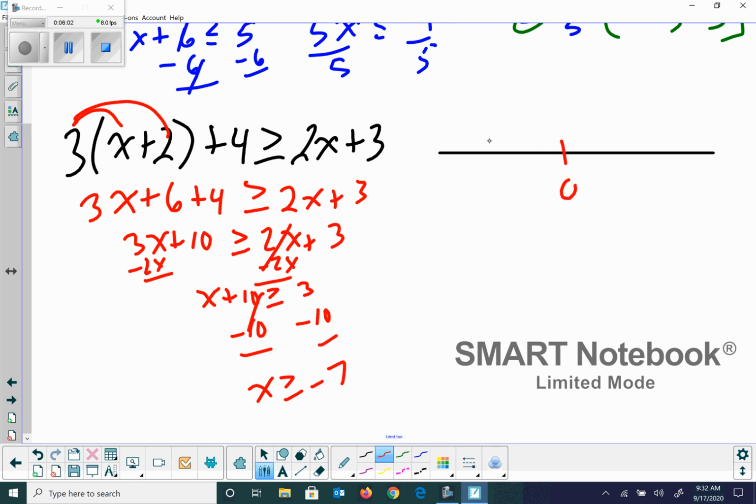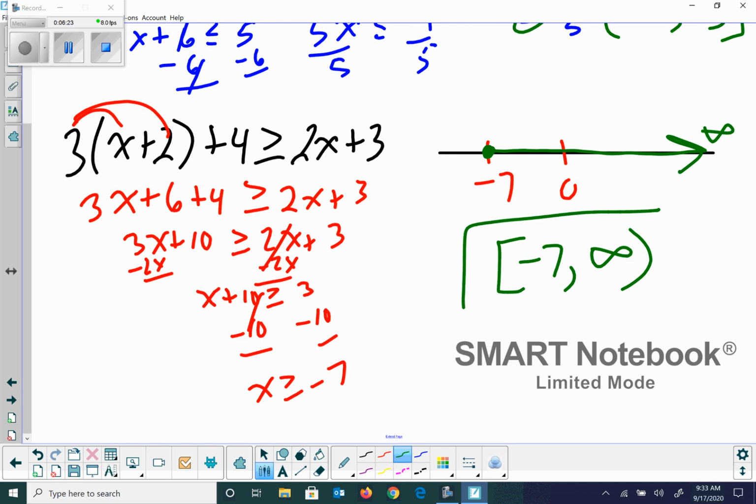So I have 0 here. I have negative 7 here. So I'm going to have a solid dot at the negative 7, and I want values greater than that, so I'm going to shade to the right. That goes to infinity. Let's make this an interval notation. Remember, we're reading left to right. So hard bracket at negative 7, and it's going to infinity. And infinity will always have the soft bracket or the parenthesis.